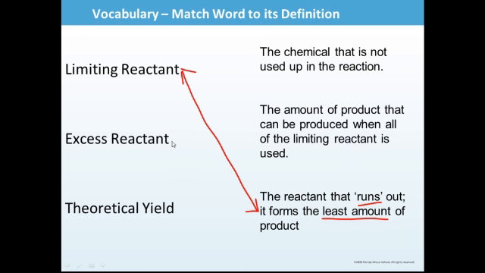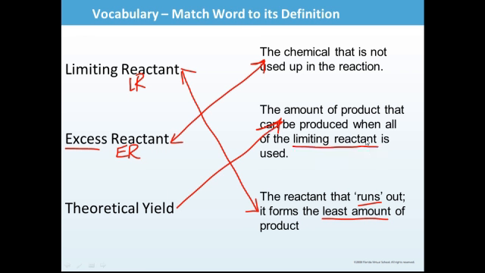The excess reactant is a reactant that is not used up. It's an excess. We have extra. Remember those shortcuts that we use. I do use these in my videos. Theoretical yield is the amount of product that can be produced when all of the limiting reactant is used. So again, the theoretical yield is how much your limiting reactant can form.